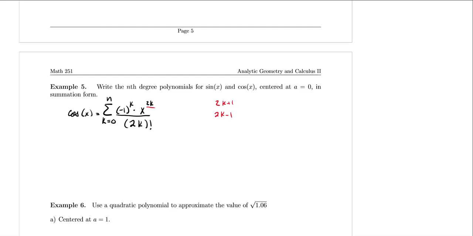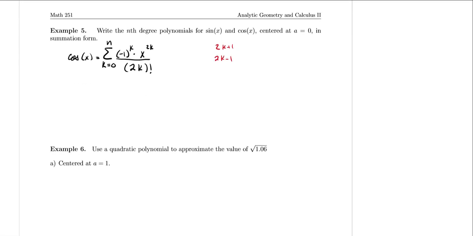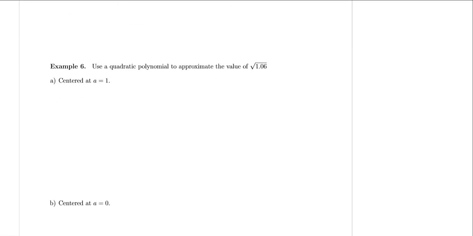Now, with that said, let's figure out another application for our polynomial approximations. This one, example 6, asks us to use a quadratic polynomial to approximate the value of the square root of 1.06. For the first part of the problem, I want you to use the quadratic polynomial centered at a equals 1. Notice that this problem is a little different from the other ones because in the other ones, we were still asked to find a polynomial approximation, but we were given the function.